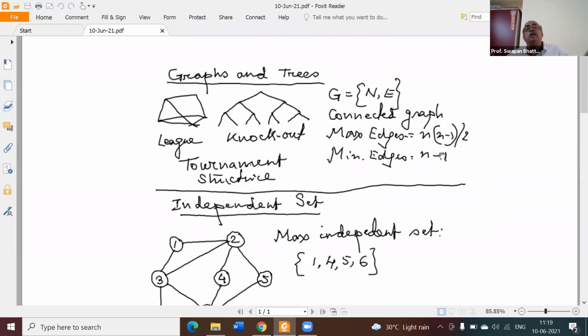If I have a very big knockout tournament, say 110, how many matches have to be organized? Straight away you can say it will be 109. You don't have to scribble on paper and all that. Straight n minus 1. So these are very simple examples where a common problem for anybody is modeled in the form of a graph, and then we get into the solution.